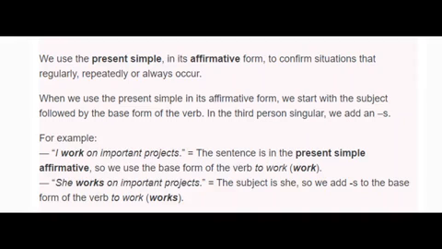Now let's see for example. I work on important projects. The sentence is in present simple affirmative, that means yes sentence, so we use the base form of the verb to work: work. Now see the second example. She works on important projects. She is third person singular, that's why we add s with the verb and it becomes works. The subject is she, so we add s to the base form of the verb to work: works.